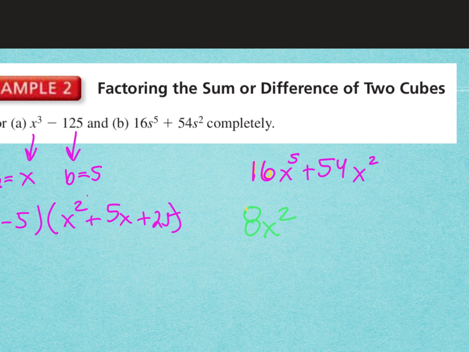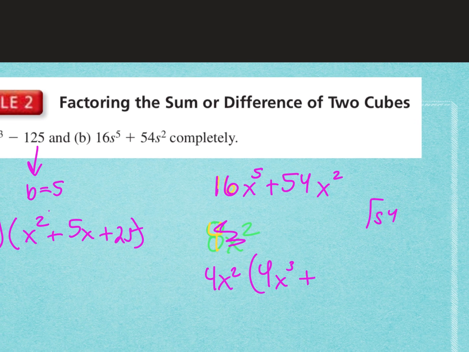Okay, let's try 4. So if I take out a 4x squared, what is 16 divided by 4? 4. And I'm left with what? X cubed. Okay, plus what's 54 divided by 4? Say it again. 54 divided by 4. So 4 goes in here once, right? You guys agree? So I bring this down.